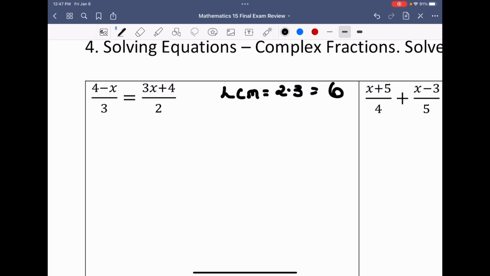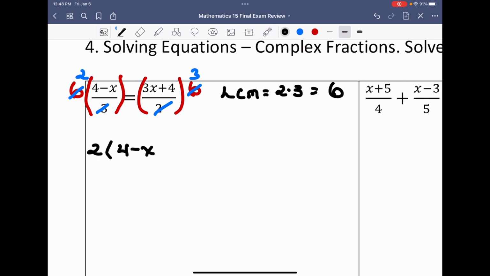Now, if I multiply both sides by that LCM, I get 6 and 6 here. And when I multiply that into the fraction, 6 divided by 3 is equal to 2. So I'm going to cancel both of those out and write a 2. 6 divided by 2 is equal to 3. So here's what my next line looks like. 2 times 4 minus x is equal to 3 times 3x plus 4. Now, I'm going to distribute each coefficient into the binomial. Each coefficient into the binomial, here's what I get.